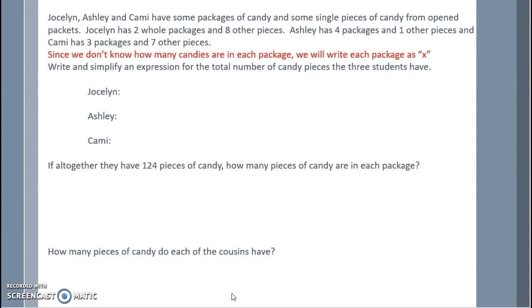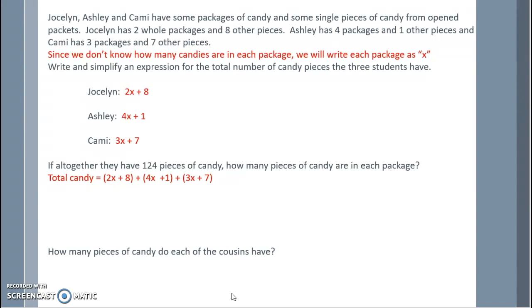So we don't know how many candies are in each package, so we will label them as x. Jocelyn then has 2 whole packages plus 8 other pieces. Ashley has 4 packages and 1 other piece, and Cammie has 3 packages and 7 pieces. Altogether then, we have 2x plus 8 plus 4x plus 1 plus 3x plus 7.